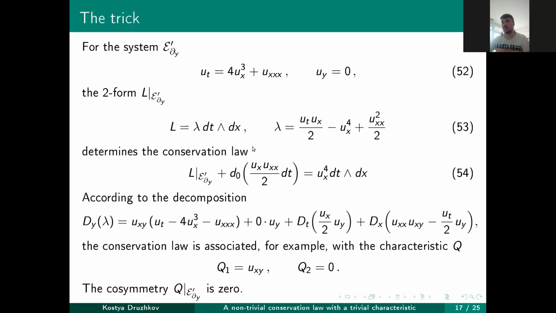Then the corresponding characteristic, or a corresponding characteristic, is given by these coefficients of the equations of the system 52. And the coefficients are u_xy and 0. So the conservation law is associated, for example, with the characteristic Q. Q is given here. Its components are u_xy and 0. You see that the corresponding cosymmetry, because the restriction of a characteristic of a conservation law to the system is a cosymmetry, is 0, right? Because this component vanishes on the system due to this equation, or due to its differential consequence. But the system is considered with all the differential consequences, of course. And this component is literally 0. So the cosymmetry is 0.